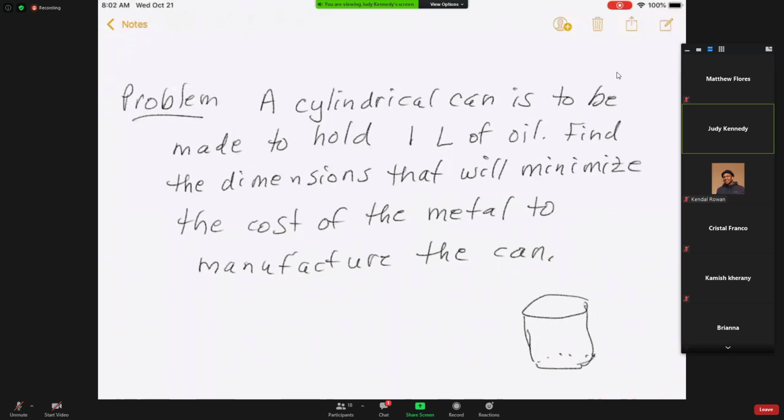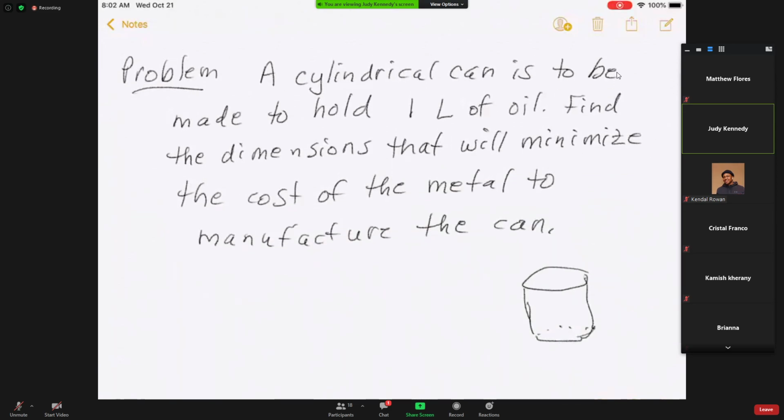But here's another one. A cylindrical can is to be made to hold 1 liter of oil. Find the dimensions that will minimize the cost of the metal to manufacture the can. So, okay, a cylindrical can, so it's a cylinder.